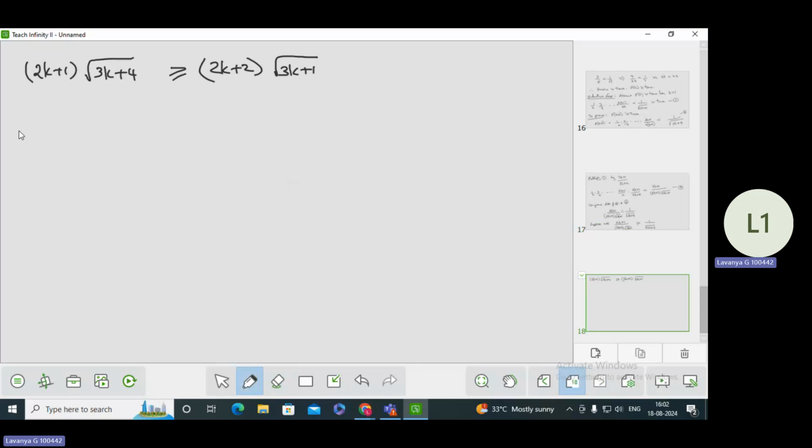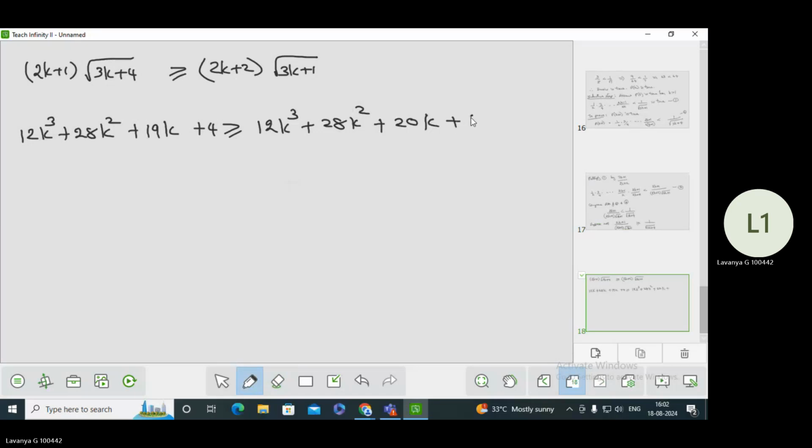If I keep simplifying this, I square on both sides and then I expand, I will get 12k cube plus 28k squared plus 19k plus 4 is greater than or equal to 12k cube plus 28k squared plus 20k plus 4.